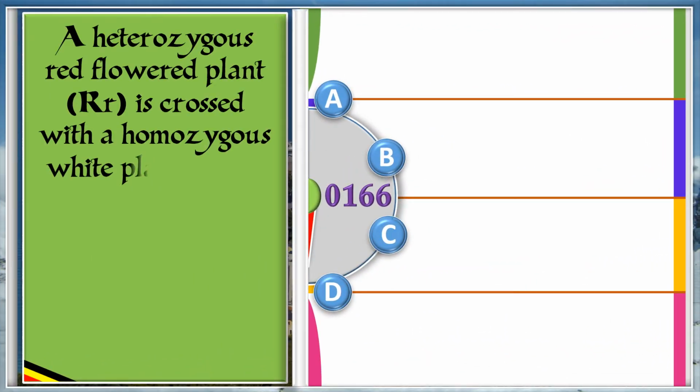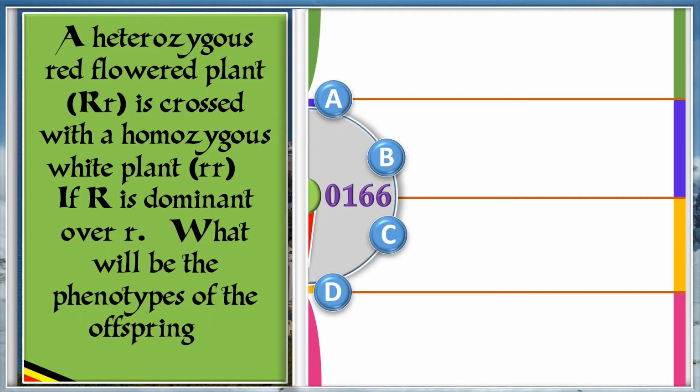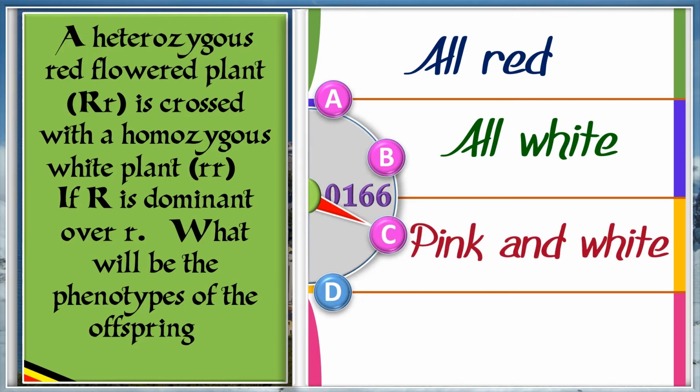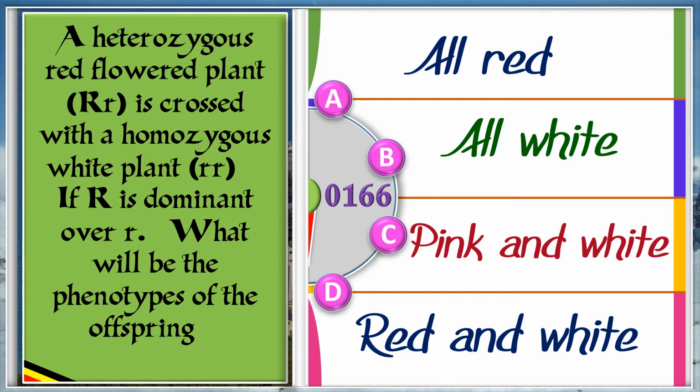A heterozygous red-flowered plant, capital R, small r, is crossed with a homozygous white plant, small r, small r. If capital R is dominant over small r, what will be the phenotypes of the offsprings? A. All red. B. All white. C. Pink and white. D. Red and white. And the answer is D. Red and white.